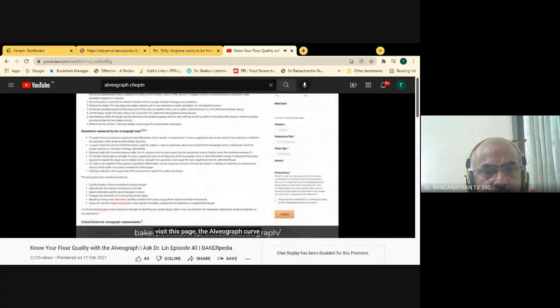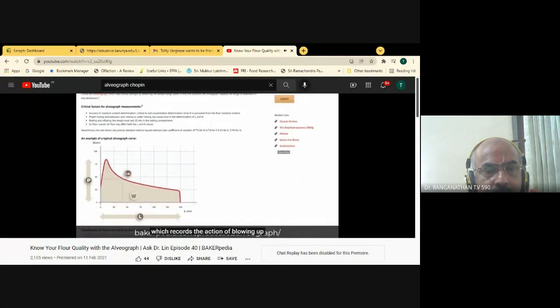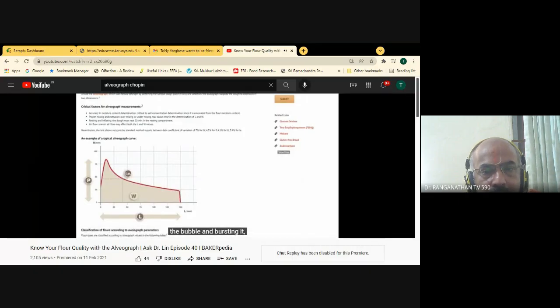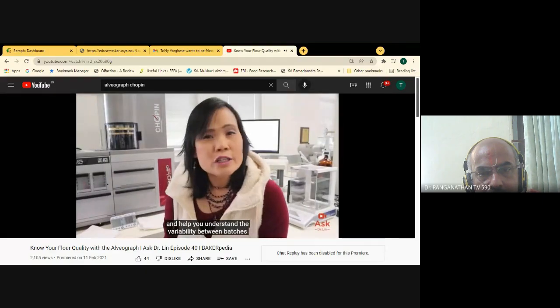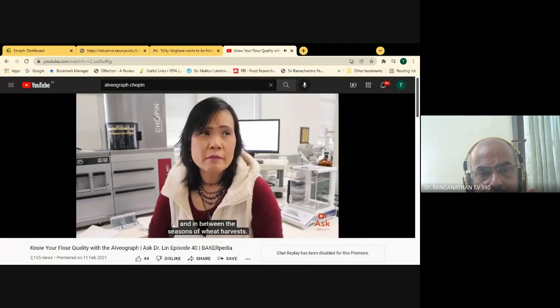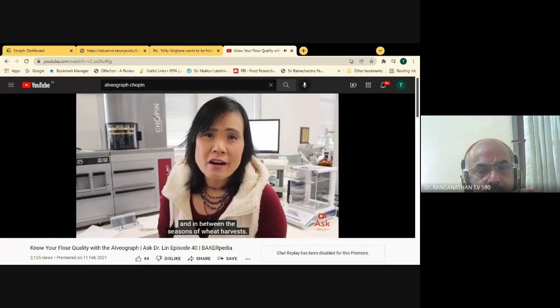The alveograph curve, which records the action of blowing out the bubble and bursting it, shows values that indicate elasticity, strength, tenacity, and extensibility. Not only is it a really effective tool to measure flour quality, it is also an official AACC, ICC, and ISO method as well. Understanding this tool will help you keep a closer eye on the quality of your flour and help you understand the variability between batches and between the seasons of wheat harvests.